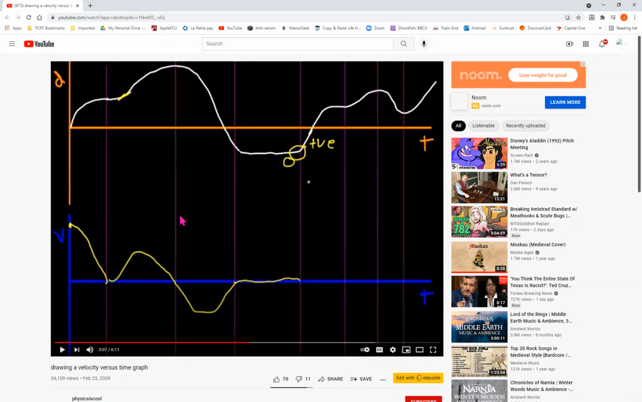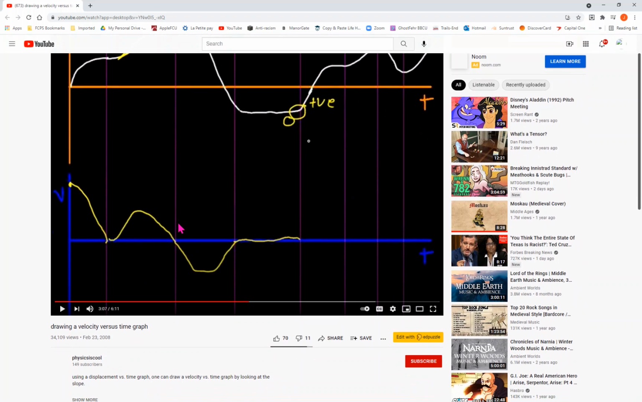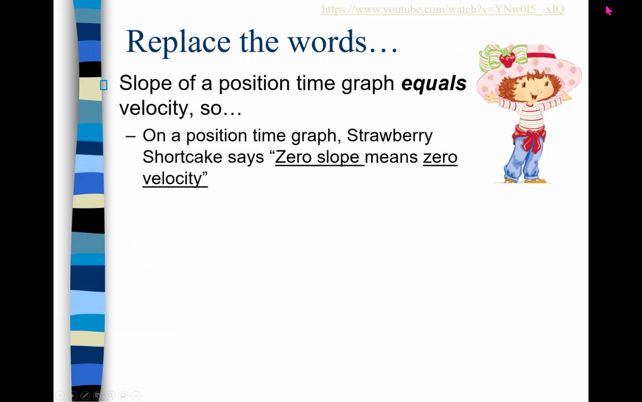To give credit where credit was due, it was made by someone called Physics is Cool, and it was made back in 2008, and there you go. It's called Drawing a Velocity versus Time Graph. Okay, dip that away.